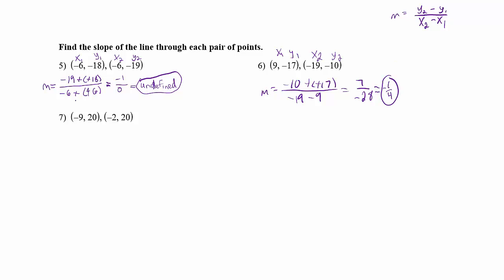Finally, label x1, y1, x2, y2, fill in our formula, 20 minus 20 over -2 minus -9, so plus plus. This is 0 over 7. 0 on top is 0, which when you circle it makes it look like a donut. Our slope on that one is 0.